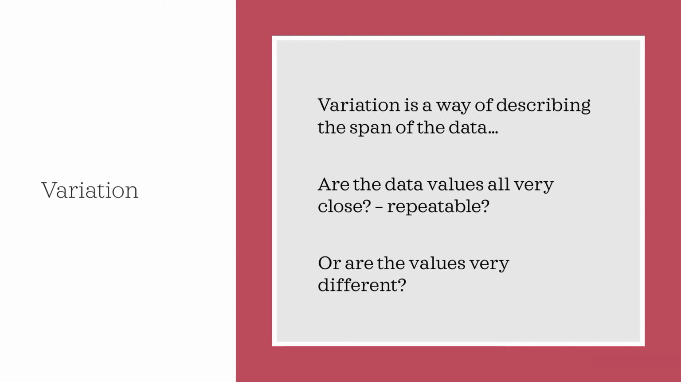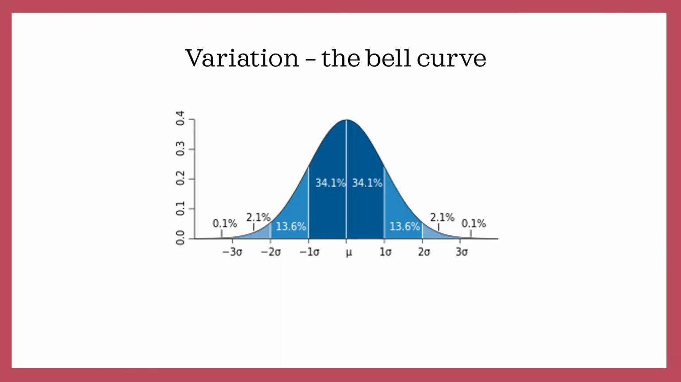So variation is a way of describing the span of your data. Are all the data values close? Is it repeatable? Or are they different values and vary? We're all familiar with the bell curve. Grades are a good way of describing the bell curve, right? Everybody's average is C, and then as you move up, you get the B's and the A's and the A pluses. Same with not doing so well, the D's and whatever. Another one is speed, how long it takes you to run, let's say, the 20-yard dash.